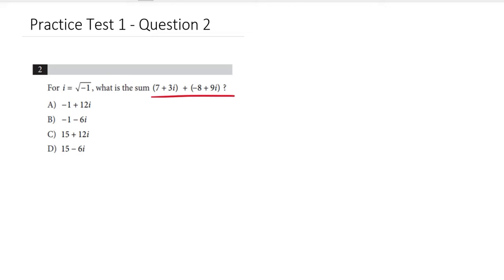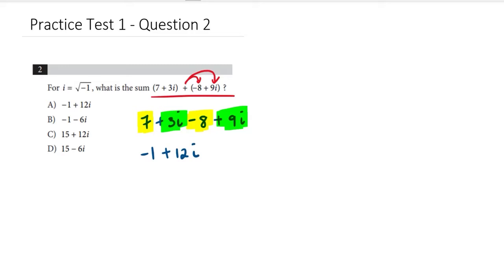To do that, we're going to distribute this addition sign into the second set of brackets. So it's the addition, so we just need to get rid of the brackets. So it will be 7 plus 3i minus 8 plus that's positive, so plus 9i. So think of the i as just a variable. Find the like terms. So for this one, the constants, these two will be combined. So that is minus 1. These two will be combined, and that will be plus 12i.